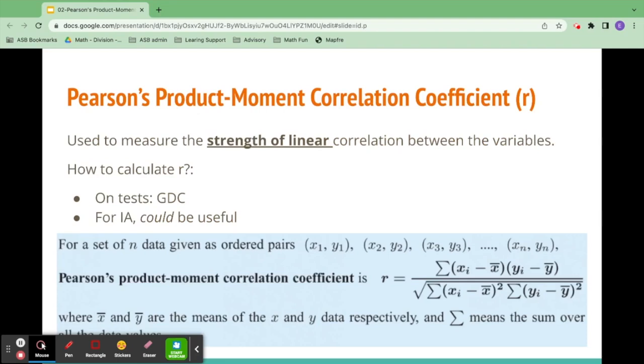How do we measure the strength of a linear correlation? Well, we're going to be using our calculators, okay? We're going to put in all of our data, and we're going to run what's called a linear regression. But if you want to know what the calculator is doing, this is the formal definition for the value that they're going to give us, which is called the Pearson's product moment correlation coefficient. And this value R is going to tell us the strength of the correlation between our two variables. Now, you do not need to know this formula. We will never use this formula in the course, but it could be useful for your potential IAs.